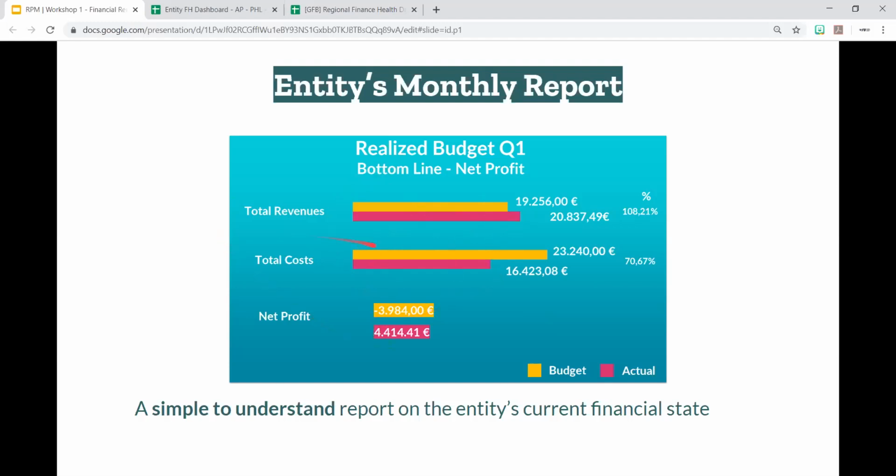So in this way, you can already see how you guys are getting your profit. Are you getting your profit because you reduced your cost, or because you have more revenues?